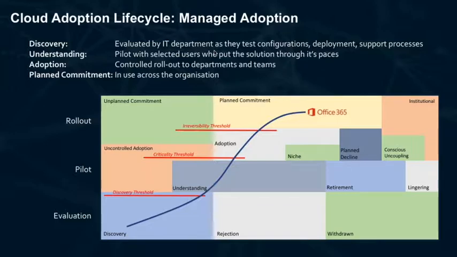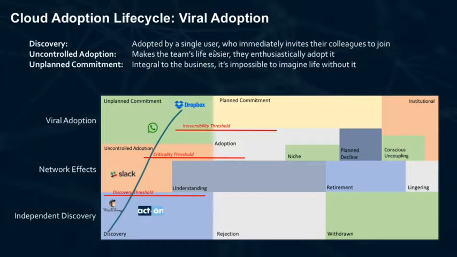Now, the point here is this goes through a relatively long timeline, and it goes through it under complete control of the organization. Now, contrast this with something like Dropbox. Again, it goes through a similar cycle, but it goes through it very quickly. It goes through the same levels in terms of discovery, criticality, and irreversibility, but then ends up as an unplanned commitment to that technology.